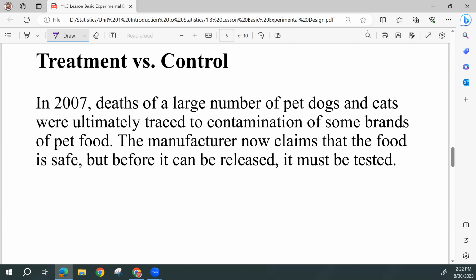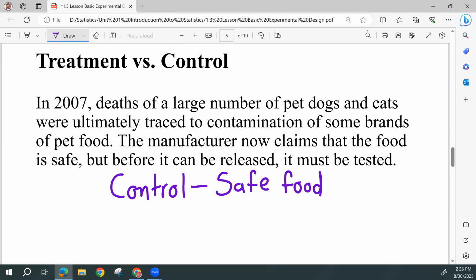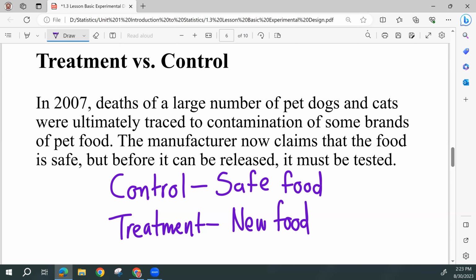We always want to be able to compare results from one group to another. So in this same scenario, we would probably have two groups. As I stated before, we would have a control group, and that control group would probably get some food that we already know is safe. And then we would have our treatment group, and that group would get our newly formulated food from this brand that was having the unfortunate deaths.